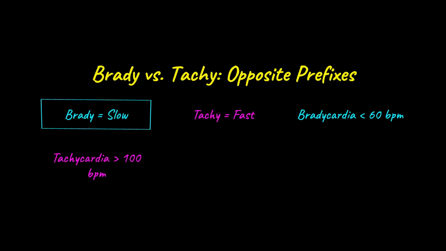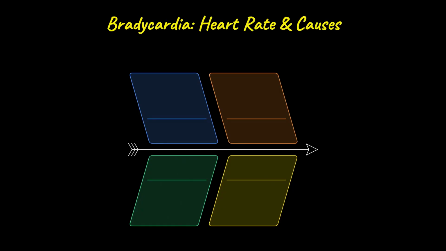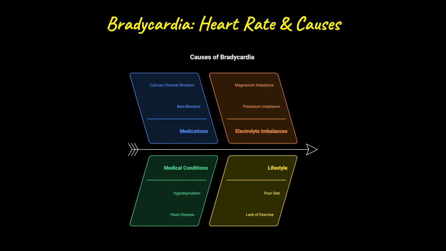Brady comes from Greek for slow and tachy from Greek for swift. They are mirror opposites, just like hypo and hyper. Bradycardia means a heart rate below 60 beats per minute, while tachycardia means a rate above 100. The root cardia refers to the heart. When bradycardia is persistent and not explained by athletic conditioning, clinicians look for reversible causes including beta blockers, calcium channel blockers, electrolyte imbalances, and hypothyroidism before considering a permanent pacemaker.